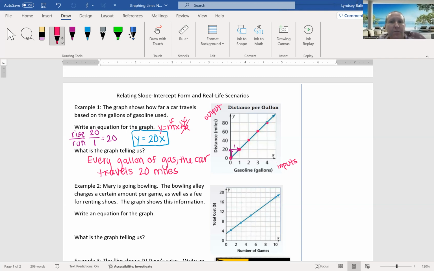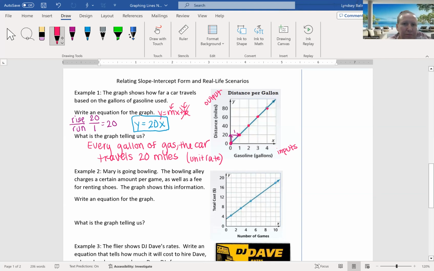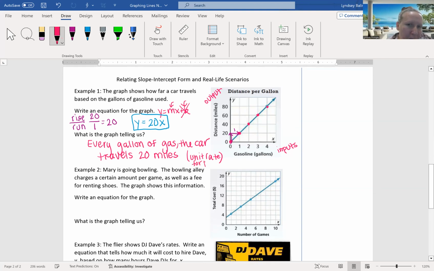Because for the first one, it travels 20. The second one, it also travels 20, but that puts it at 40. So this is just saying every gallon of gas, the car is traveling 20 miles. It's a unit rate in this case. Proportional relationships: that slope is the unit rate. I'm going to just say for proportional relationships, just so that we're clear. It's not always a unit rate, but for proportional relationships it is.